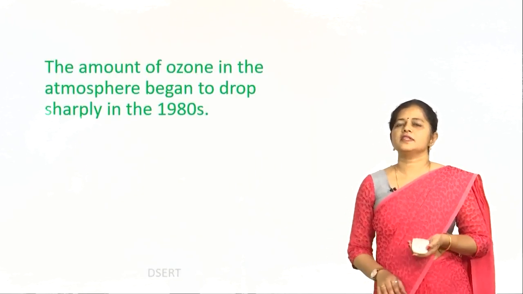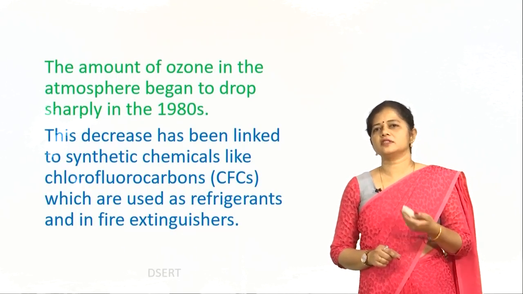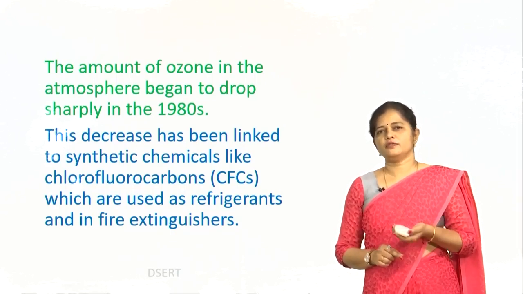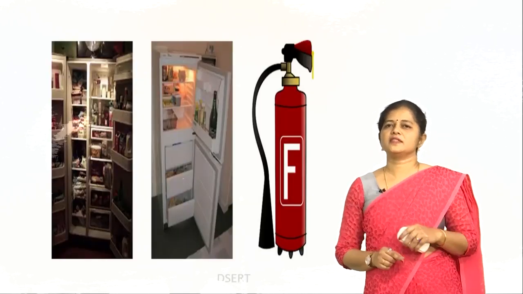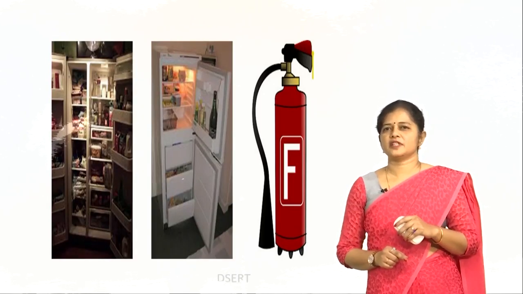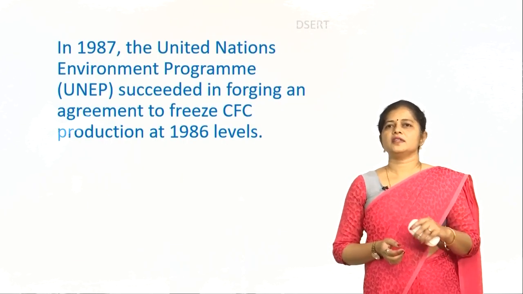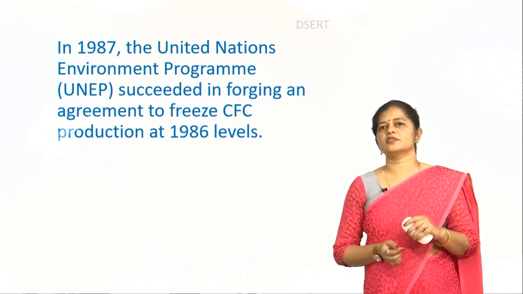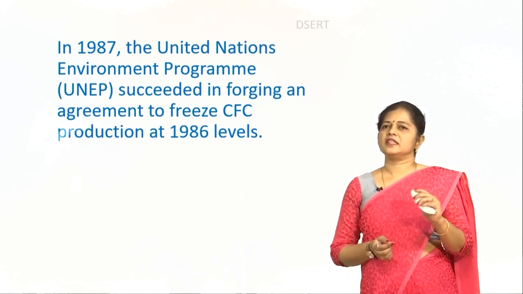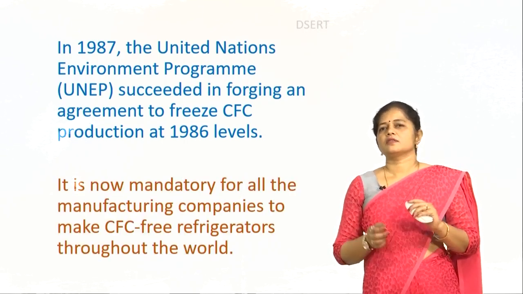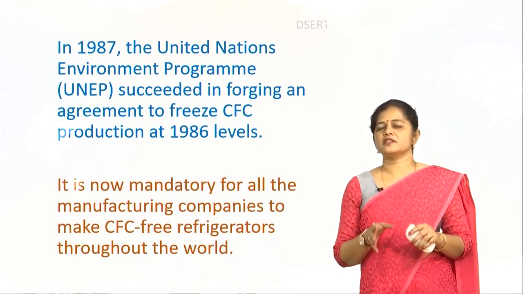The amount of ozone in the atmosphere began to drop sharply in the 1980s. This decrease has been linked to synthetic chemicals like the chlorofluorocarbons, which are used in refrigerants and in fire extinguishers. You can see the fire extinguishers and the refrigerators where the CFCs will be used. In 1987, the United Nations Environment Program succeeded in forging an agreement to freeze the CFC production at the 1986 levels. So now it is mandatory for all the manufacturing companies to make CFC-free refrigerators throughout the world.